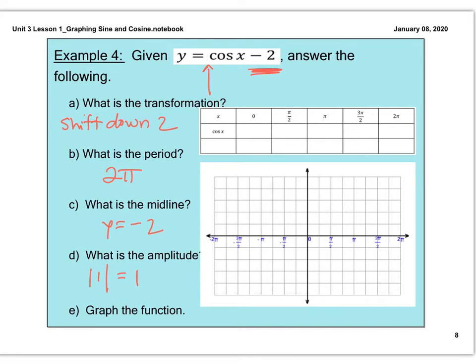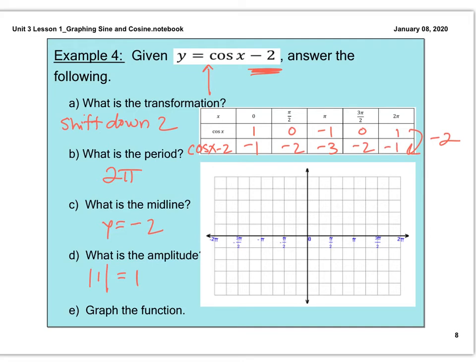Okay, think of your normal cosine values. At 0 radians, the cosine is 1. Pi over 2, it's 0. Pi, it's -1. 3 pi over 2 is 0. And if you're back at 2 pi, it's 1 again. Now what we have to do is shift this down. So to get our new points for cosine x minus 2, we're going to have to take all of these values and subtract 2 from them. So 1 minus 2 is -1. -2, -3, -2, and -1.